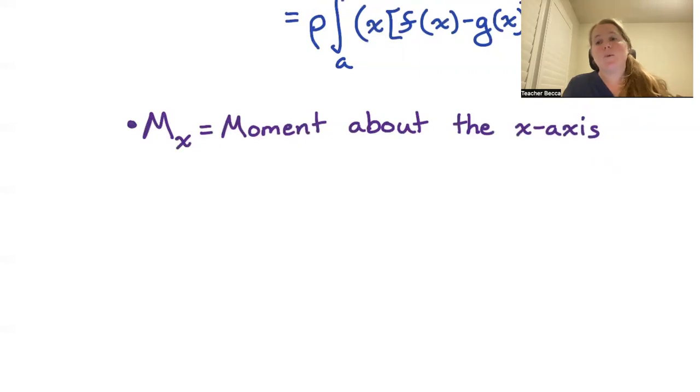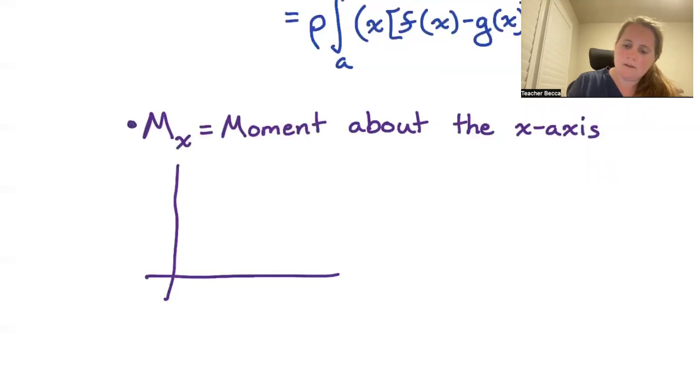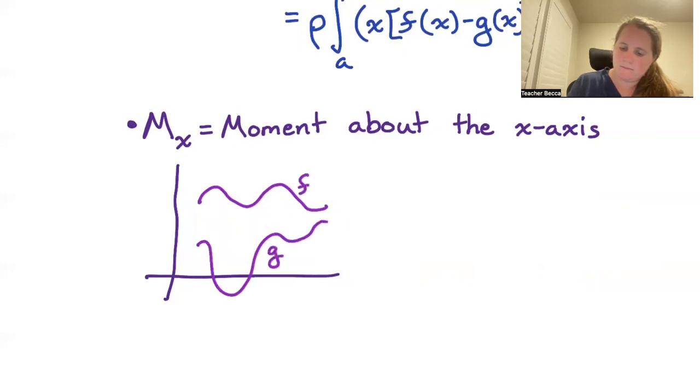So when we go to find the moment about the x-axis, again, draw the same shape we've been looking at. F is up top, G is down below, running from A to B. Once again, we are still going to look at a slice, a vertical slice instead of a horizontal slice.